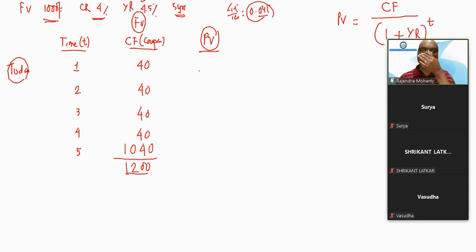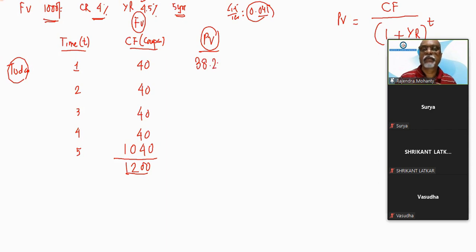Now calculate each PV. Calculate the first PV in your calculator. Do not use a mobile phone; use a separate calculator. Just do the first one and wait. I will tell you how to do the second, third, and fourth. The first one is simple: 40 divided by 1.045. How much is this answer coming? 38.27.